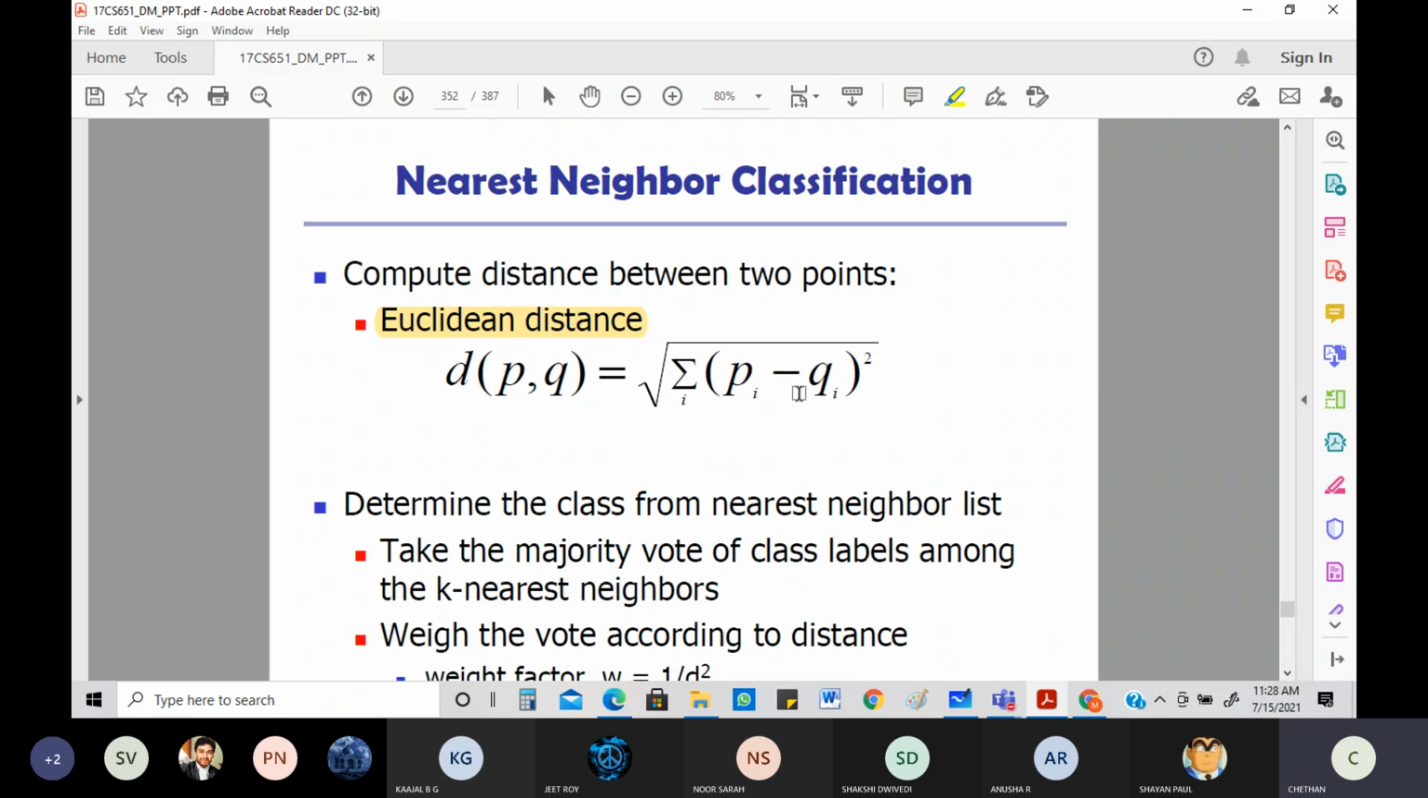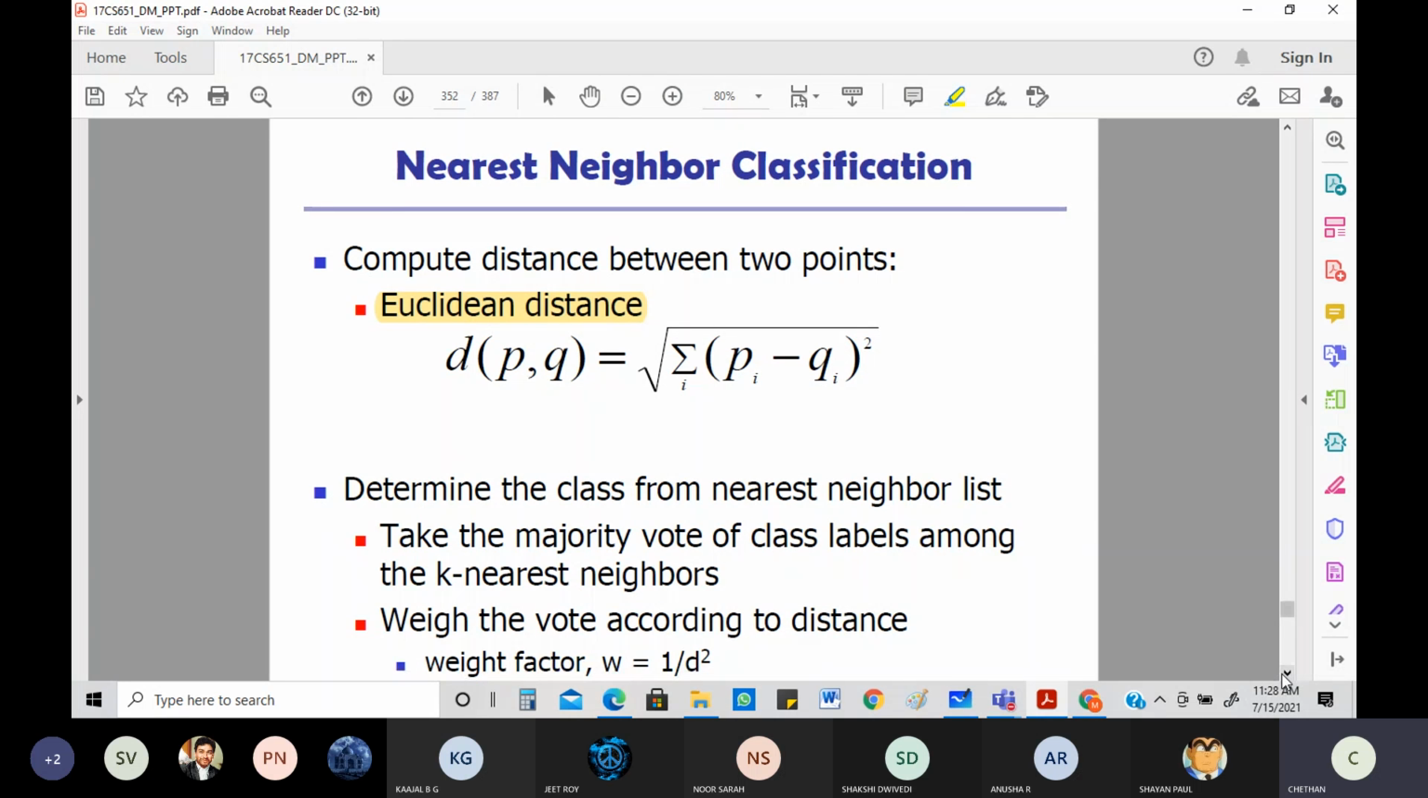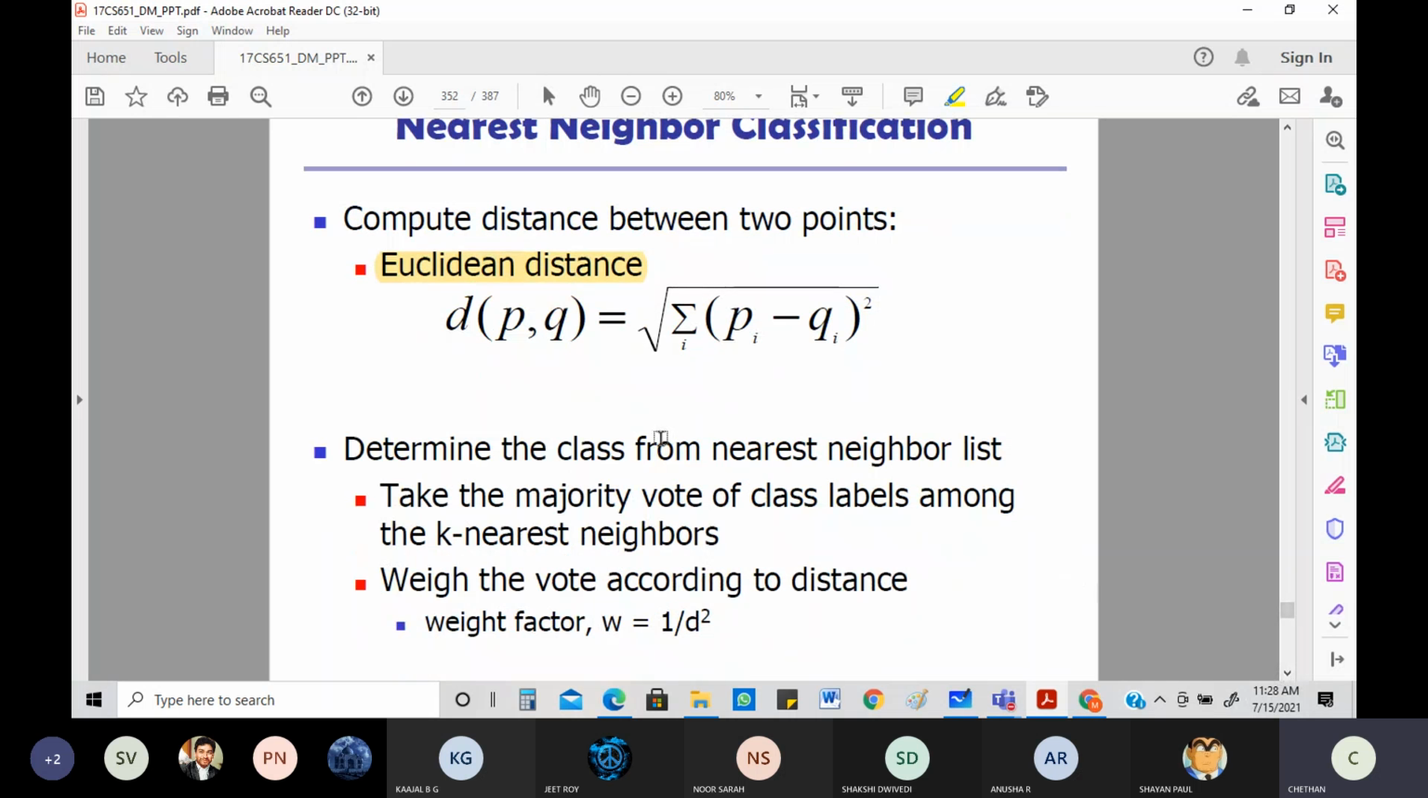Okay, the next aspect of it. How do you go about this? How do you figure out what needs to be done? We have an example for it, but before that, we can see this. We are going to determine the class of the nearest neighbors list. What do you do? You take the majority vote of class labels. What is the meaning of this? You take the value which is maximum. Among the k nearest neighbors, you take the class which has the maximum. Weighting the vote according to distance and all this we're going to see later.